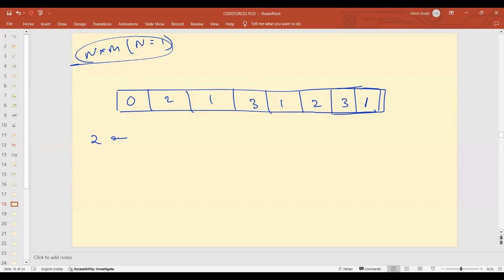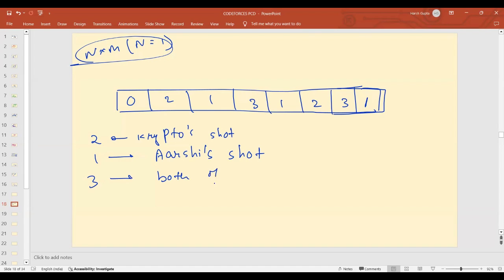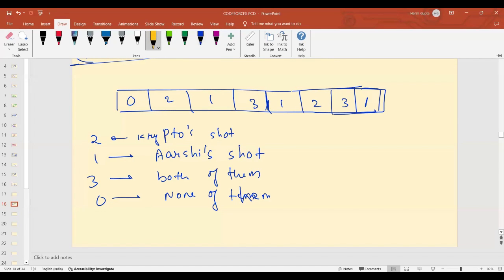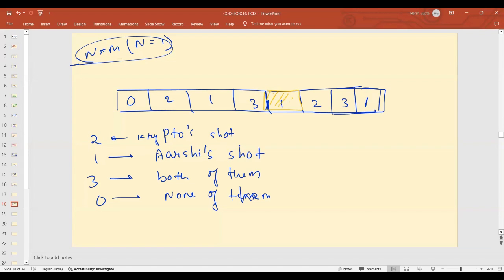Now what does 2 mean? 2 means Crypto shot at that particular cell. 1 means Archie's shot. And 3 means both of them. And 0 means none of them. Now what is the question? The question is that you have to assume all of these cells as the bullseye. Okay, let me assume this particular cell as the bullseye. Let me assume this particular cell as the bullseye.